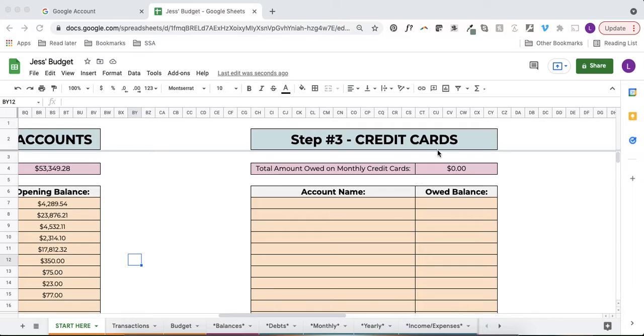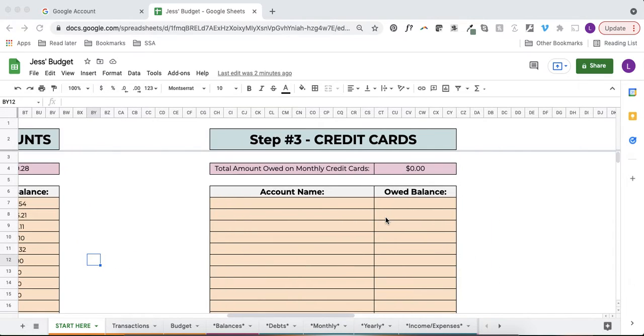So again, for credit cards, you only enter credit cards that you pay off in full every single month, no matter what, to the point that you don't even care what the interest rate is because you never have late fees, you never have interest charges. You're only putting things on the credit card that you know you can pay in full. So it's those amounts that you're going to put here in step 3.